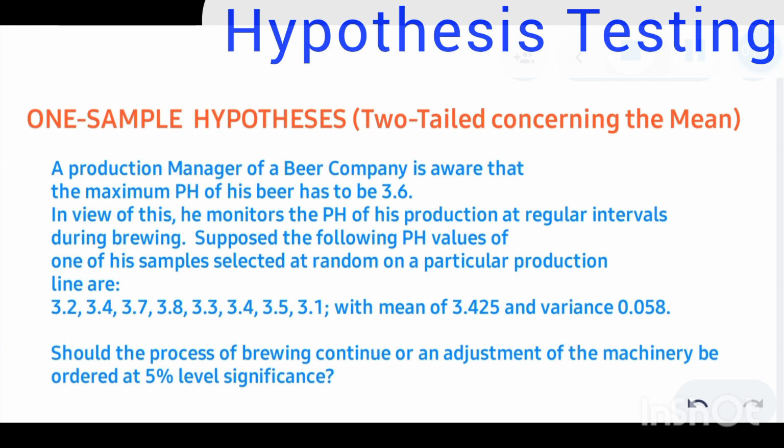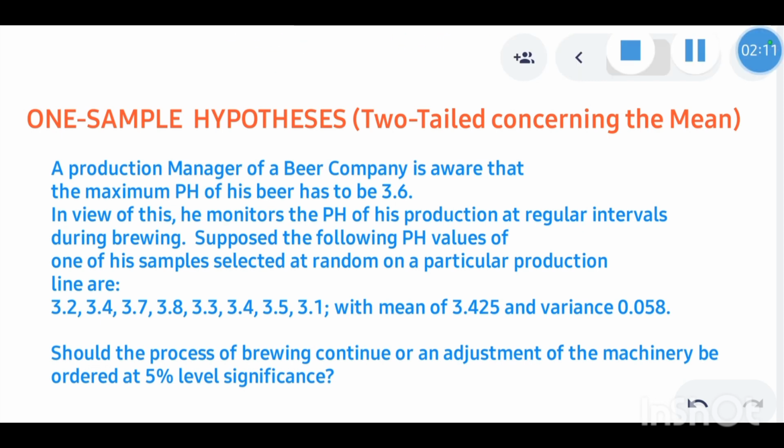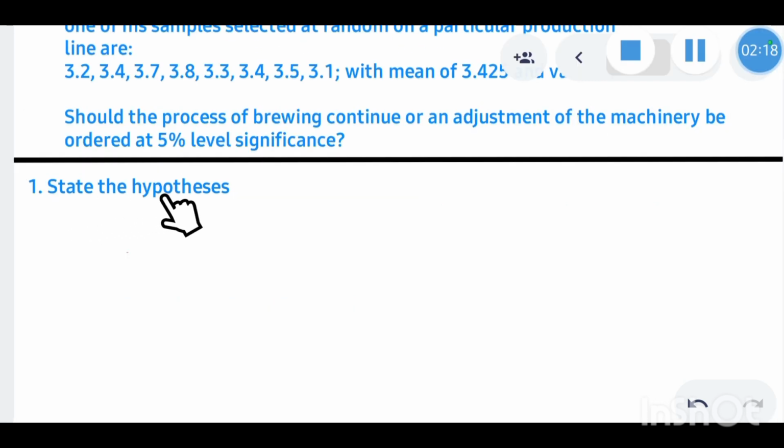The manager actually wants to find out if the process of production should continue or there should be an adjustment of the machinery. We answer this question through various steps, and here we go. Step 1. State the hypothesis. Of course, we have two types of hypothesis. The first one being the null, H naught, right?